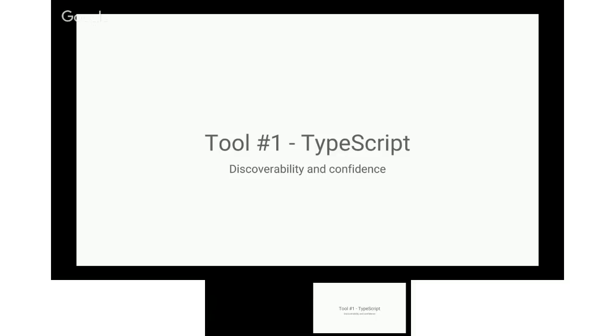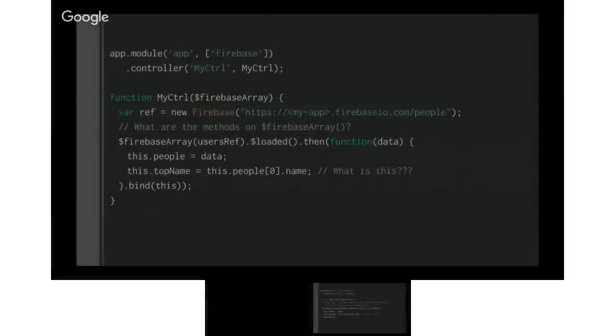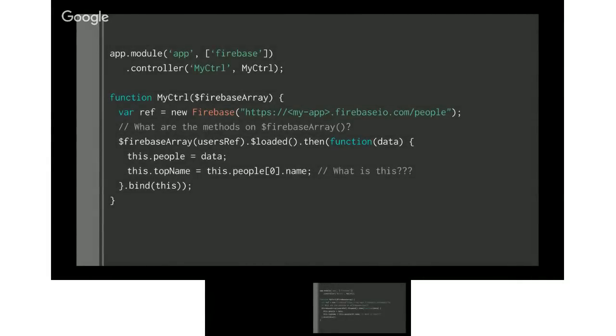So what does TypeScript give us? TypeScript gives you discoverability and confidence when you're building your app. This is, again, AngularFire 1, where we're injecting the same $firebaseArray. But when we start using methods on this, we don't really know what's there. I read the docs, so I know that I can call this $loaded method, which lets you know when your initial data set has loaded. And then from there, if I want to get the first person from the array, I can tap into the array and type .name. But all that is just crossing your fingers and hoping that data never changes.